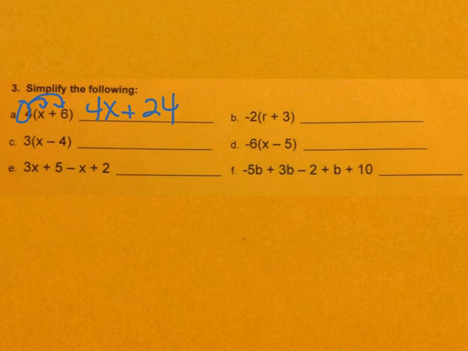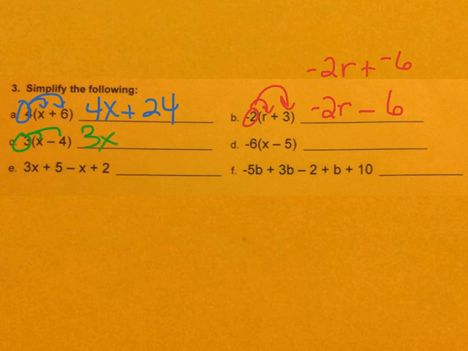They are totally simplified. Letter B, there's a negative 2 out front this time. So I'm going to distribute the negative 2 to everything. Well, negative 2 times r is negative 2r. And negative 2 times positive 3 is a negative 6. Now I wrote that as a minus 6. You could also have written that as a plus negative 6 if you wish. Letter C, that is 3 times everything inside of there. 3 times x is 3x. 3 times a minus 4, or 3 times negative 4, is negative 12.